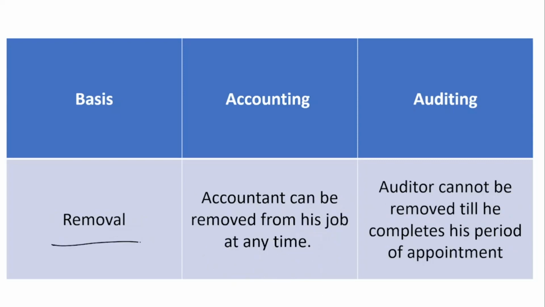Next is removal. An accountant can be removed from his job anytime. So in between, if management feels that the accountant is not up to the mark, he might be removed from his work. But the auditor cannot be removed in between. He can be removed only after that particular audit work is done. He would have been appointed for a period of time. Till that period is over, he cannot be removed until he completes that particular year's audit.